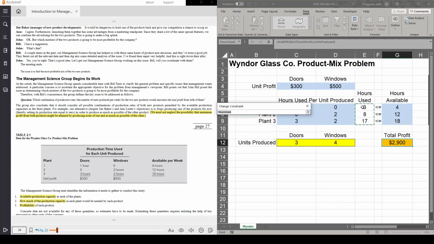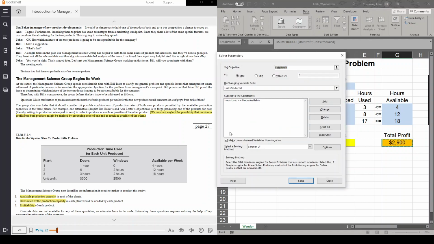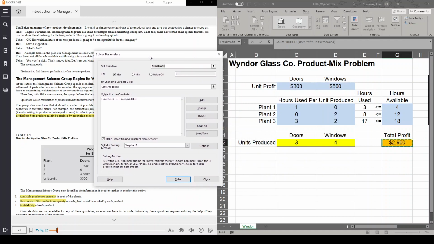So the hours used is referring to 3 cells. Less than or equal to is the constraint. We can't go over those hours. We can equal those hours, but we can't go over. And the values for those constraints are in these cells, G7 through G9. So that's our constraint. That's our only constraint in this model. It brings us back to the solver parameters window. I'm going to click on non-negative. I'm going to click on simplex method, which is LP, which stands for linear programming. And I'm going to click on solve.